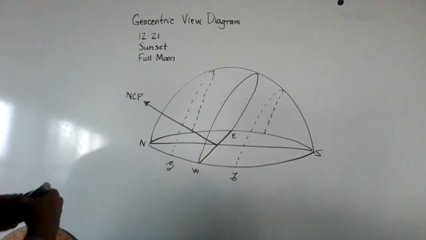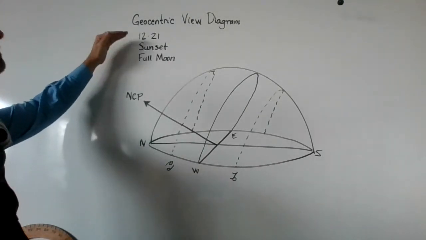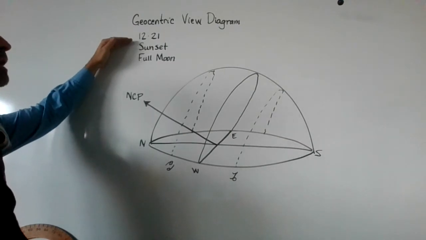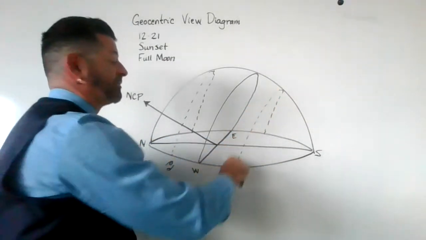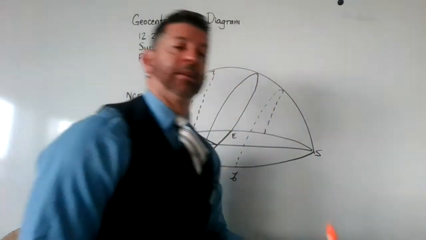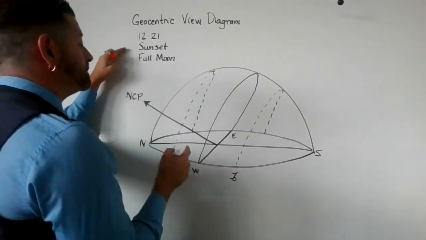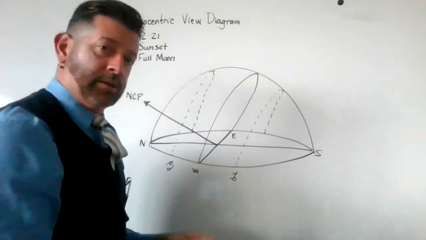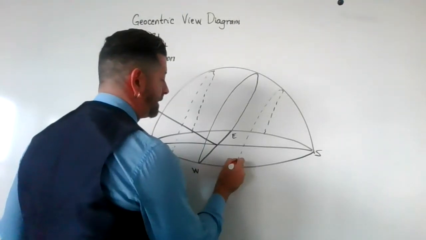So now we look at the date and the time. It's winter solstice. So we know that the sun is located somewhere along the Tropic of Capricorn. I got it. So it's sunset, which means it's where? That's right, in the west. It's setting. So it's going to be down here.